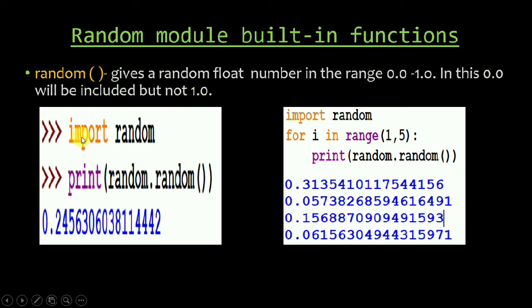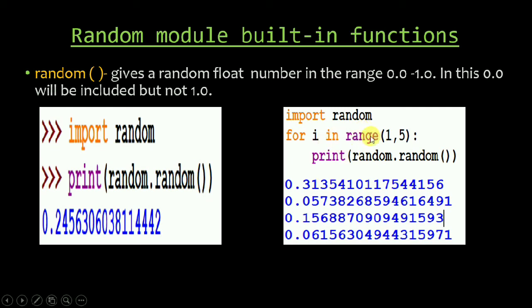For example, if I say import random and print random dot random, this is the name of the module random and this is the name of the function random. So it will generate one number in the range of 0.0 to 1.0. You can see here the output 0.2456306038114422. And remember that the output will be different every time you run the program. It will not be the same, because random means that it will generate a random number. So the answer will not be the same every time.